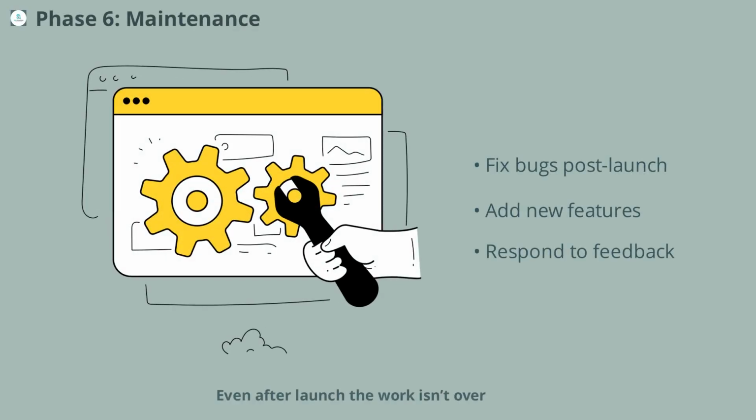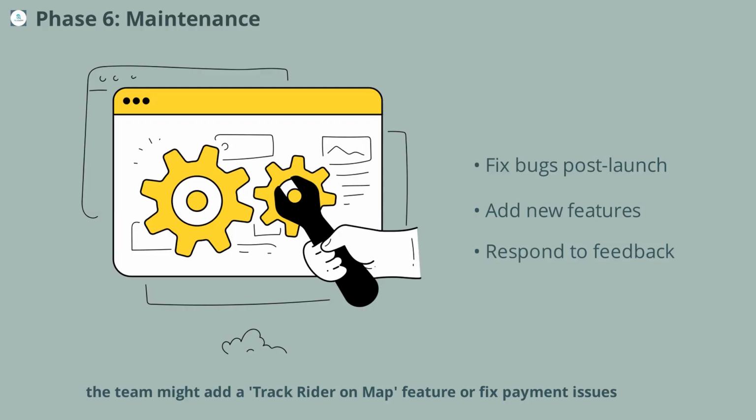Even after launch, the work isn't over. Maintenance is about fixing bugs that pop up and adding new features based on user feedback. For example, the team might add a track rider on map feature or fix payment issues. Maintenance keeps the app fresh and reliable over time.